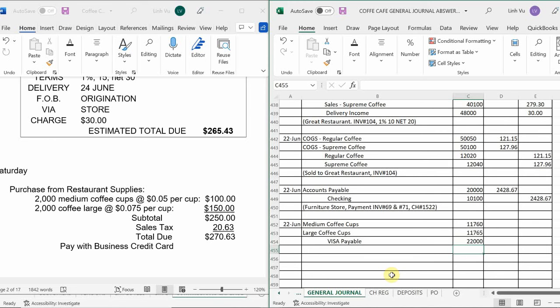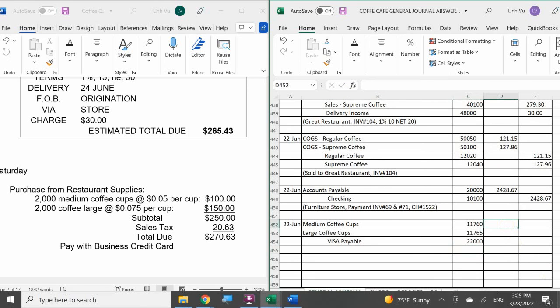It'd be 100 for the medium coffee cups and 150 for the large. Okay, what about the tax? For the medium coffee cups, how much? 108.25. Correct. In this case, we're going to split the tax by prorating this, right?